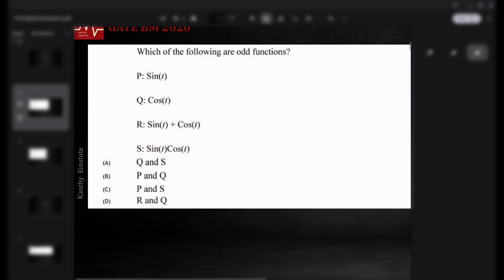P is odd. The sine is odd. Then cos is even. So anything even times odd will be odd, right? So S, sin t cos t, will also be odd. Even plus odd is neither even nor odd, right? So P and S. Most of you are familiar with this, great.